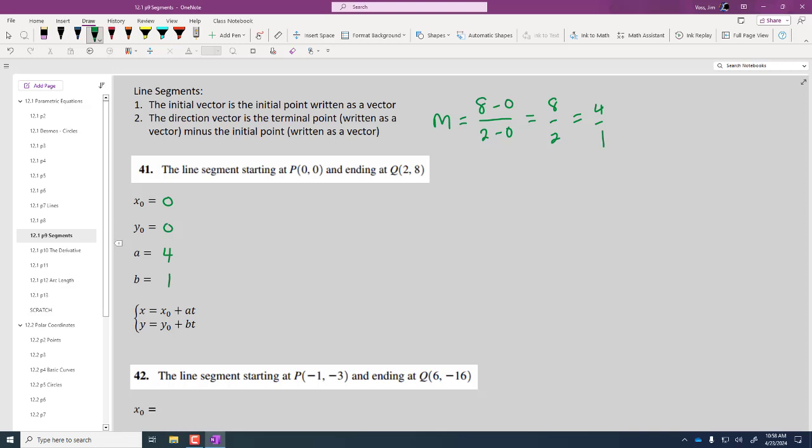Oh, do I have it backwards? So b over a is the slope. B over a is slope. So b is going to be the 4, a is going to be the 1. So let's take a look at the picture here. We're going to start at the origin, and we're going to go to 2, 8. So start at the origin, we're going to go to 2, 8 right there. That's our line segment that we want.